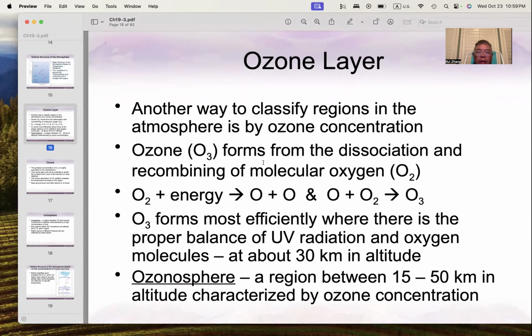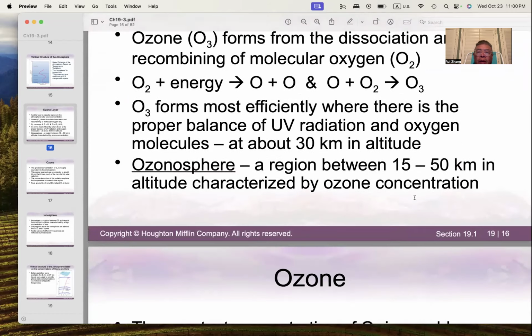The ozone layer is very important for the atmosphere because it helps balance the UV radiation and oxygen molecules. Basically, you have one oxygen atom plus an oxygen molecule to get this O3 molecule.